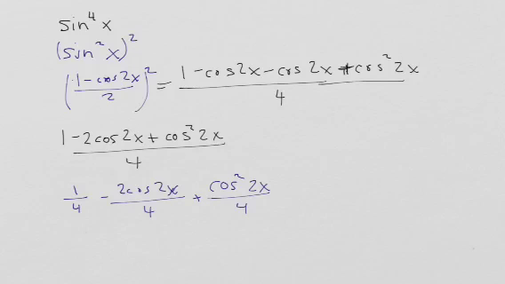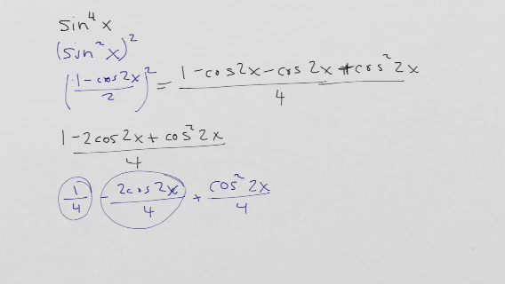Alright, so now I got to do a little bit of cleaning up. This first fraction, 1/4, that has no cleaning up necessary. That is just going to be 1/4. The second fraction, I can reduce the 2/4 out front down to 1/2. So that's going to be minus cosine 2x over 2. I didn't need to write the times by 1.